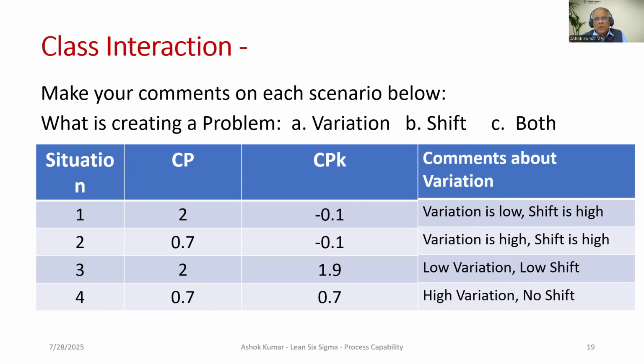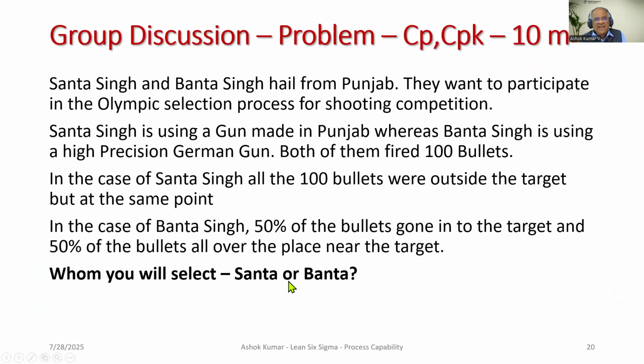Let me give you now a brain teaser, which you can do in a group and think over, and then one person from each group can answer this question. So there are two Singh brothers hailing from Punjab. I hope there are no Sardarjis in this class. No insult intended.